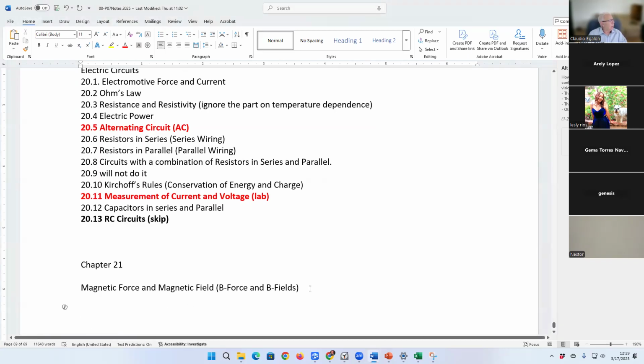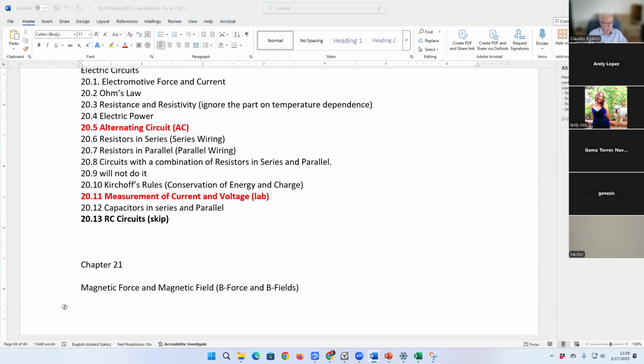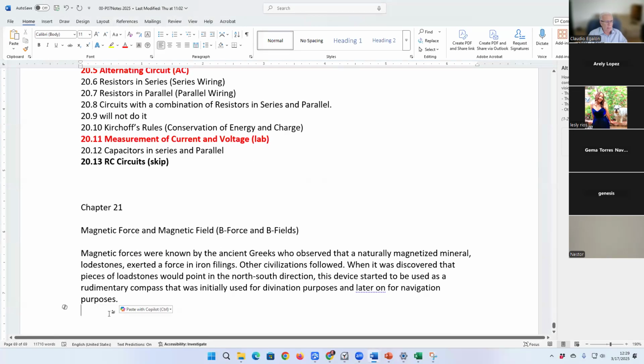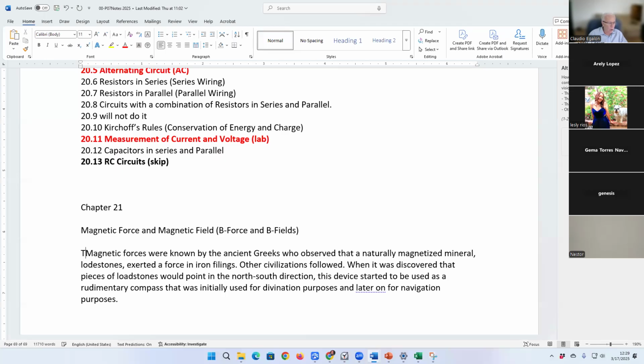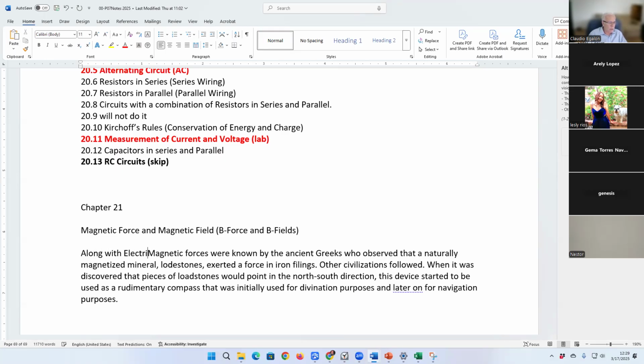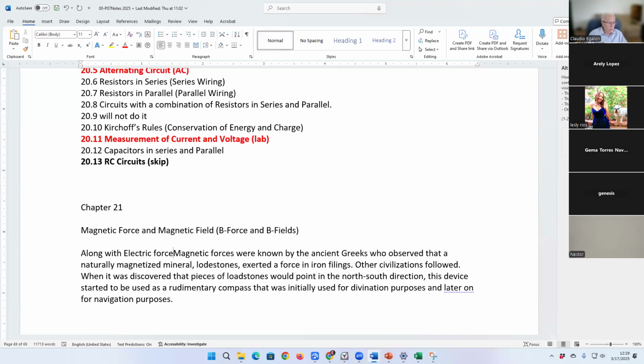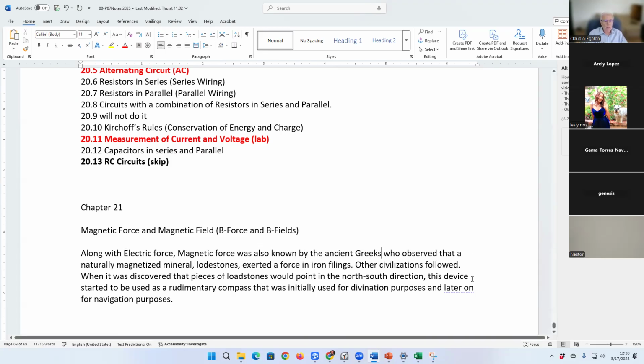This has been known since antiquity. The ancient Greeks knew about static electricity, and they also knew about magnetic force, along with electric force. So how did they know about that, right?